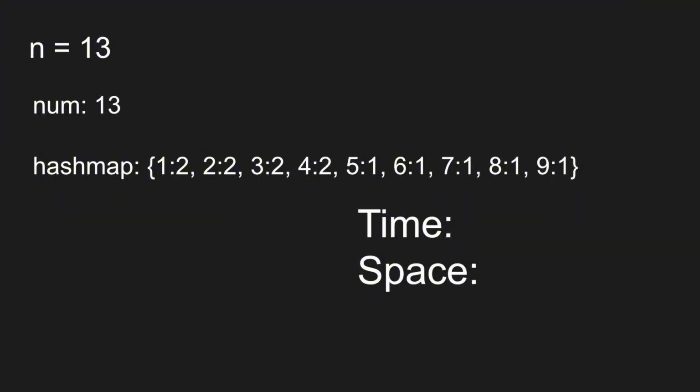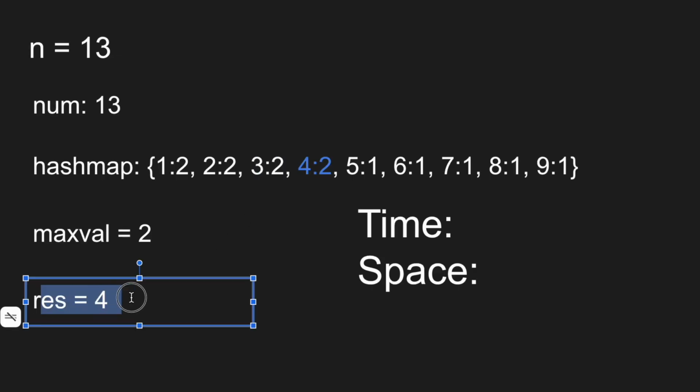of 4. So now we look at all the values and we realize that the max value is 2. So we need to look at how many values in the hash map have a value of 2 and increment the result. So 1 has a value 2, 2 has a value 2, 3 has a value 2, and 4 has a value 2. So we can return 4 as the result.